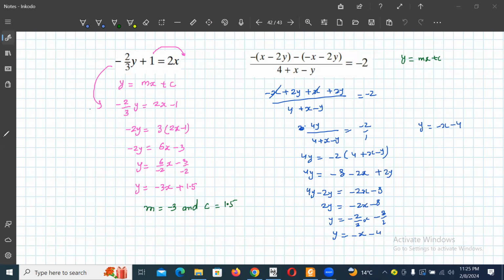So what gradient are we getting? The general equation of a straight line is y is equal to mx plus c. So m, the value which comes before x, that is the coefficient of x. So m is equal to minus 1, and c, which is the y-intercept, is minus 4. So we found both. I hope it is clear. Now we will try one or two questions which show the form ax plus by plus c equals 0. We will do that next.